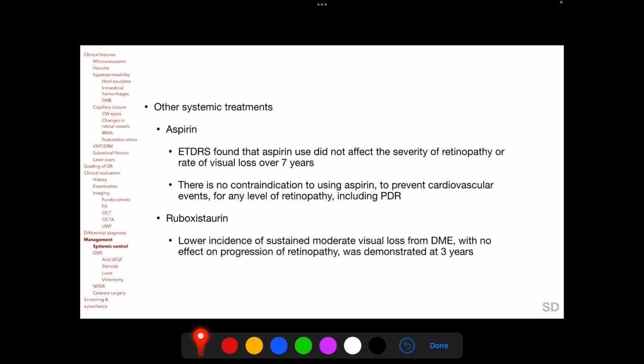simvastatin only. The ETDRS found that aspirin use did not affect the severity of retinopathy or rate of visual loss, and there is no contraindication to using aspirin to prevent cardiovascular events for any level of retinopathy, including proliferative diabetic retinopathy. Ruboxistaurin, a protein kinase C inhibitor, has been found to lower incidence of sustained moderate visual loss from DME, but has not been made available for routine clinical use.